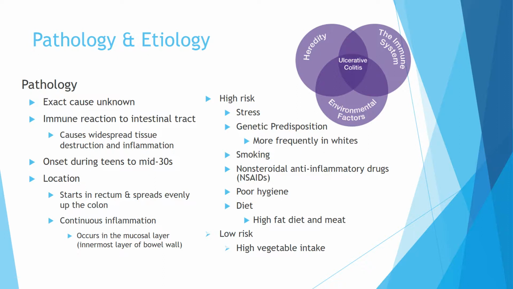There is currently no single cause for ulcerative colitis. It is believed that genetic predispositions, environmental factors, and the immune system play a role in the disease. The current risk factors include a high level of stress, exposure to air pollution, smoking, non-steroidal anti-inflammatory drugs, poor hygiene, and a diet high in fat and meat. A diet high in vegetables is associated with reduced risk of ulcerative colitis.